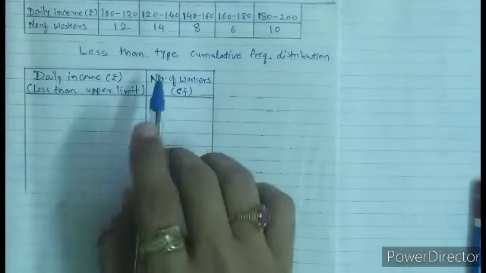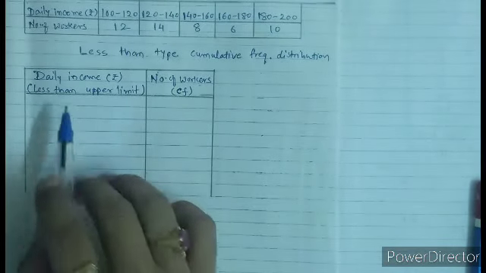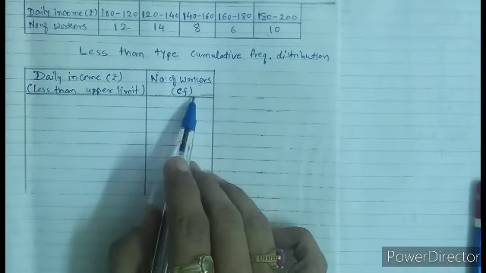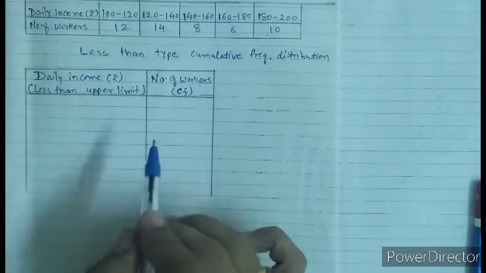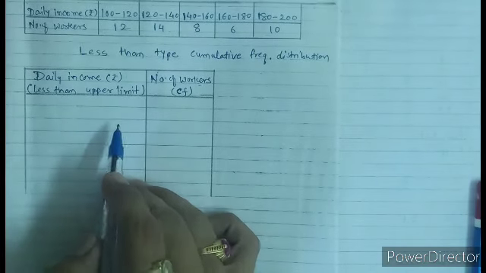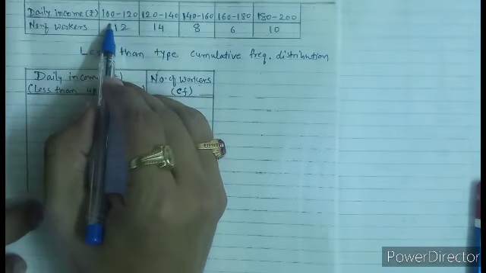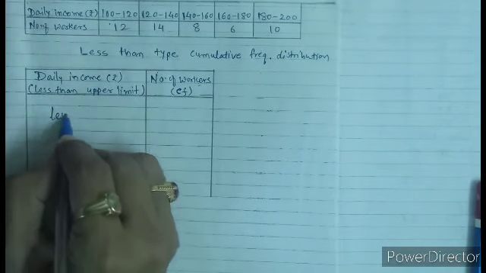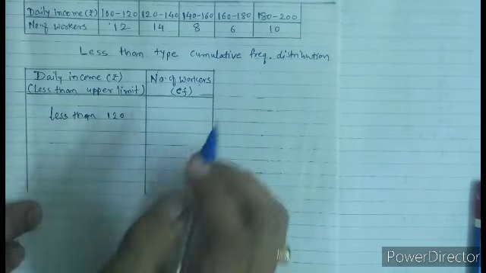To get the less than type of cumulative frequency distribution, we have to form two columns. Number one is daily income in rupees and the second is number of workers. In daily income, as we have to form less than type cumulative frequency distribution, always remember less than upper limit. So we have to write the upper limits of individual classes. Now in class 1, the class is 100 to 120. Here the upper limit is 120. So we will write less than 120. This is the upper limit of class 1.